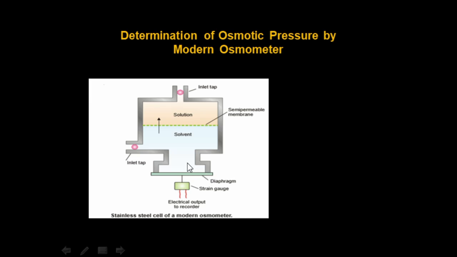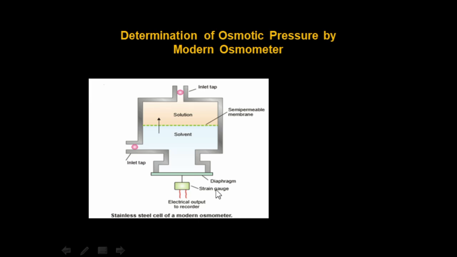That directly indicates how much solvent is moving through it and what is the hydrostatic pressure acquired, and that much hydrostatic pressure is decreased in this layer. That will lead to the distortion in the diaphragm. This distortion in the diaphragm is measured using a strain gauge that reads how much the diaphragm is distorted. This strain gauge is attached to the electrical output in order to give the osmotic pressure directly. This is the working of the modern osmometer.